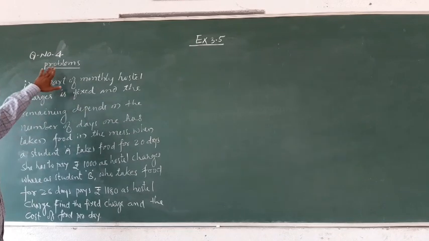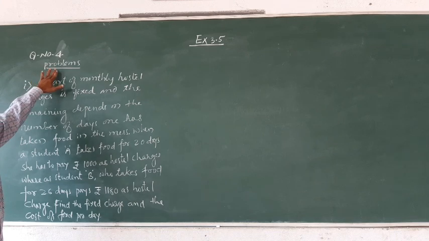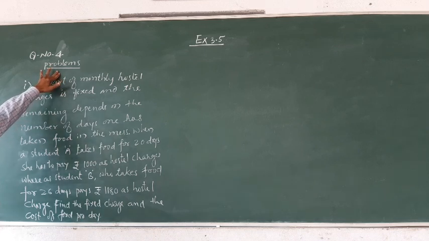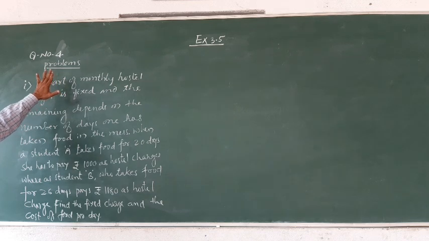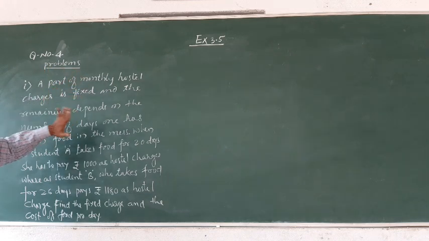See, question number 4 of exercise 3.5 has 4 verbal problems which we have to convert into a pair of linear equations. After getting the equations, we can use any method. For example, you can use the substitution method, the cross multiplication method, or the elimination method. The most suitable method for solving the verbal problems of exercise 3.5 is the elimination method.